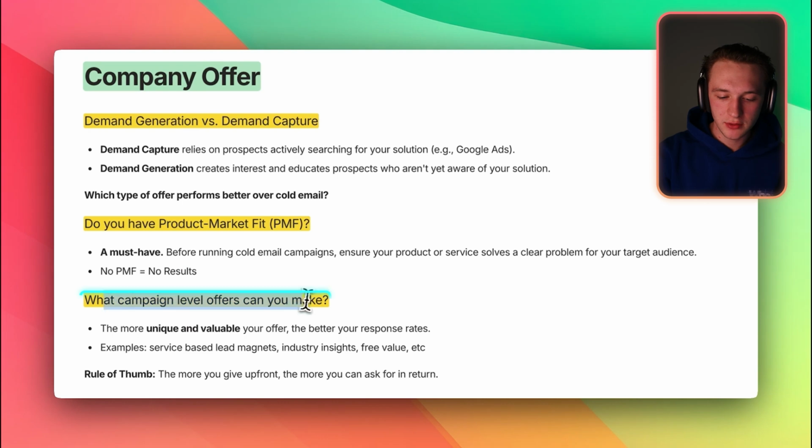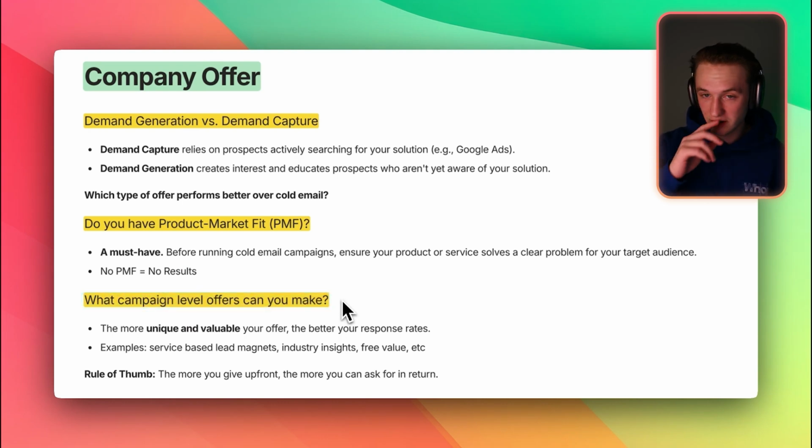Next is, what campaign level offers can you make, right? This is all part of your company offer. So a campaign level offer is something that you can give to people for free. It's basically like a service-based lead magnet or a lead magnet of any type.